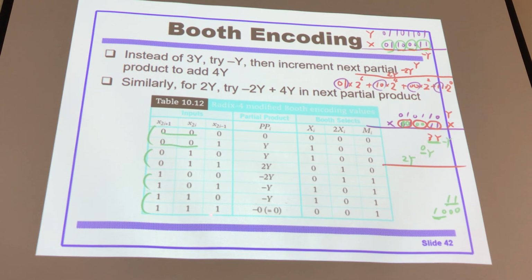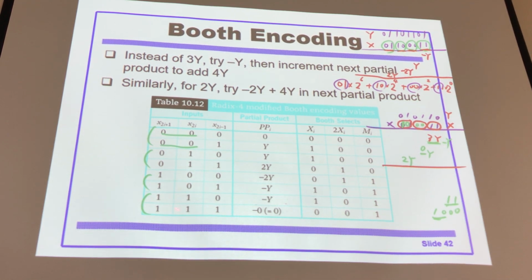Just look at the value here, the minus 2y, minus y, minus y, minus 0, so this will be 1. Use 3 y, these 3 bits can generate these 3 bits. Okay, so that's the typical combinational circuit. 3 input, 3 output. Okay, should be easy to design.